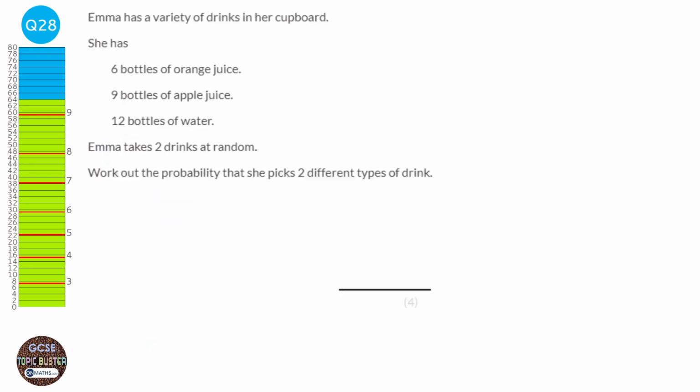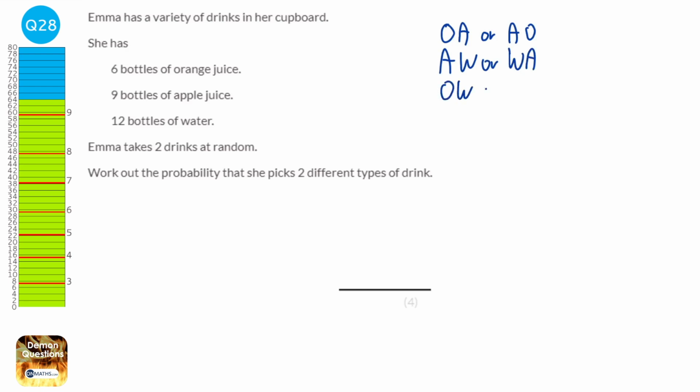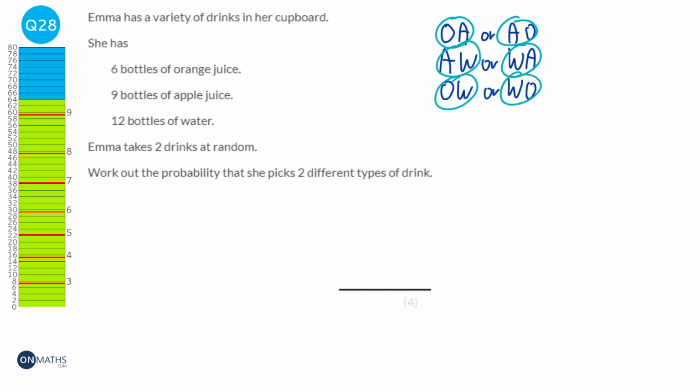We're going to start by working out what outcomes will give us two different types of drink. So we could have OA or AO. We could have AW or WA, and we could have OW or WO. Now what we notice really when we do this is that OA gives us the same probability as AO. Same with AW and WA, same with OW and WO. So we're going to just ignore the right hand side ones, and we're just going to focus on the left hand side ones.